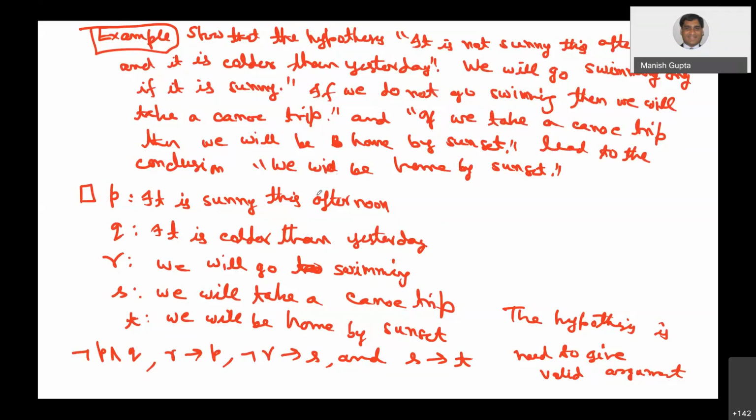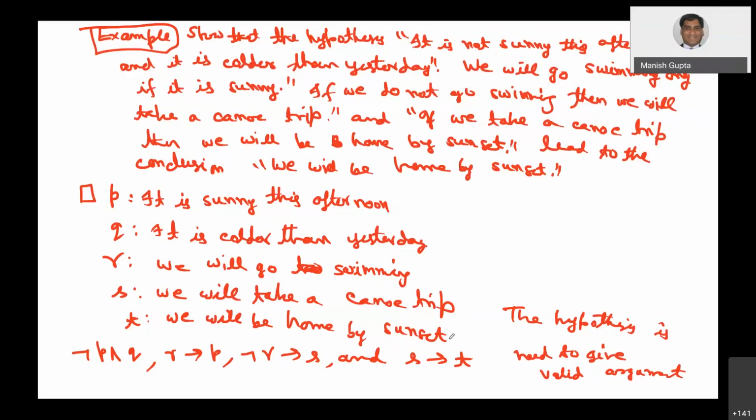We will go to swimming only if it is sunny, right? R is we will go to swimming. I mean this, right? Only if this is true, P, right? Okay, but couldn't it be P implies R? No, I think it's the way it is written in the English. That's why it looks confusing actually. Okay. So we will go to swimming only if it is sunny.